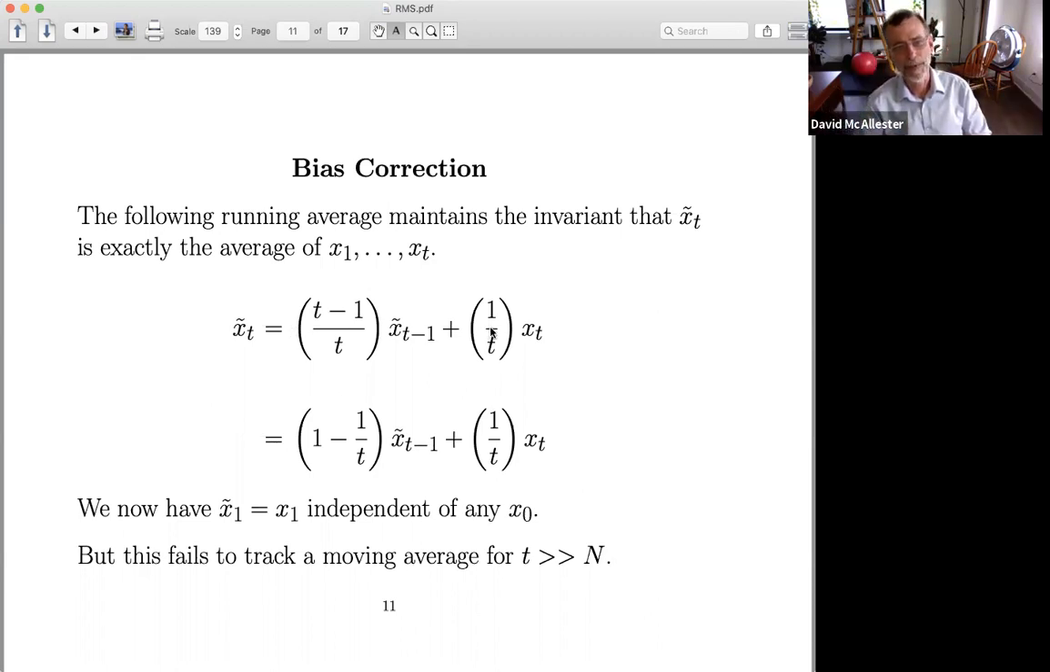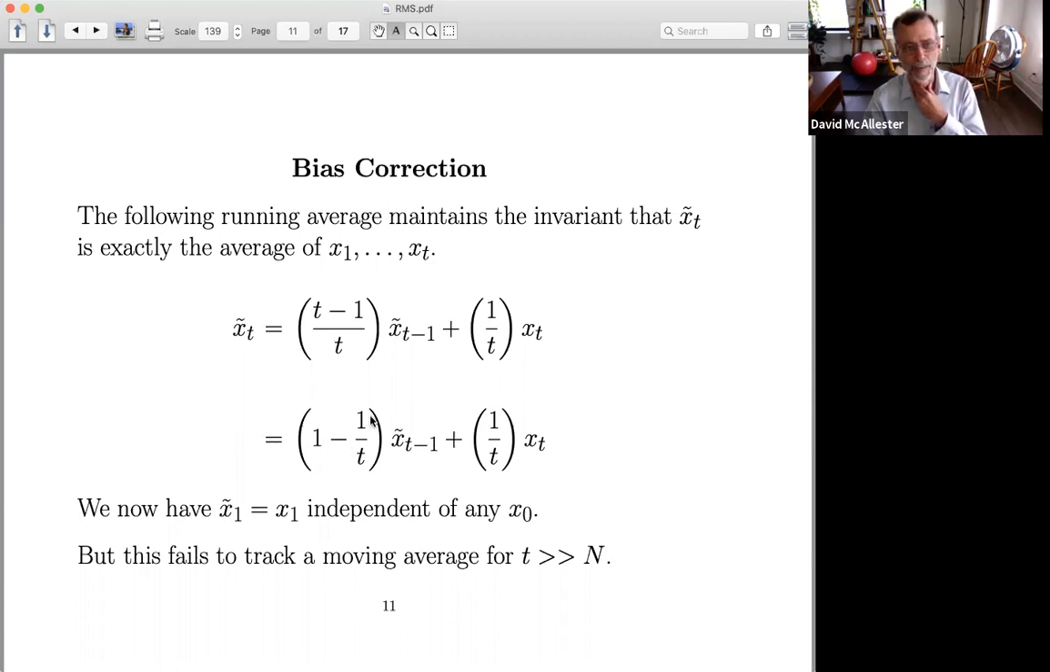So this simple update maintains a running average of everything you've seen, right? If this is a running average of everything you've seen up to time t-1, then if I multiply by t-1 and divide by t and add 1 over t times the next one, I get the average of the first t as computed from the average of the first t-1. So this equation will compute the average of the first t from the average of the first t-1. And this can be rewritten this way, right?